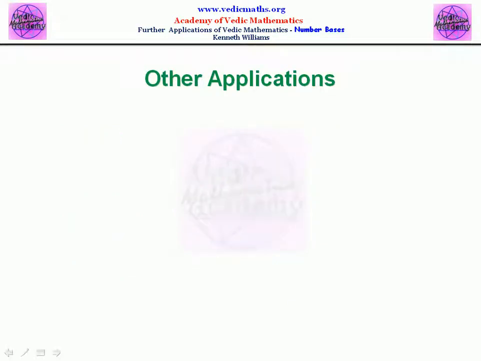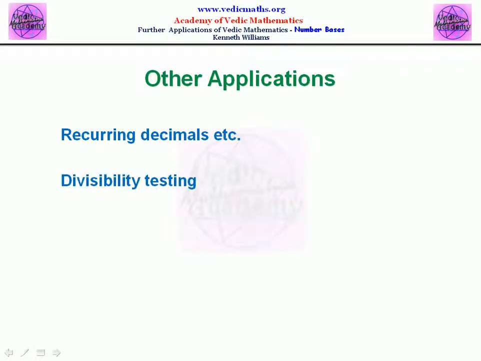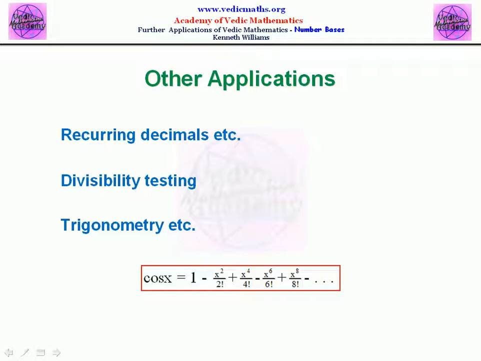There are other applications of the Vedic methods in number bases. For example, in recurring decimals, we can use the same techniques for converting fractions like 1/19 in base 10. The methods that we use there are equivalent methods in other bases as well. The methods still work in other bases. And among applications and uses of number bases, we could mention divisibility testing and trigonometry. For example, this is the well-known expansion for cos x. When x is in radians, we get this power series. We see that each term has an extra x squared in the numerator and that the signs alternate.